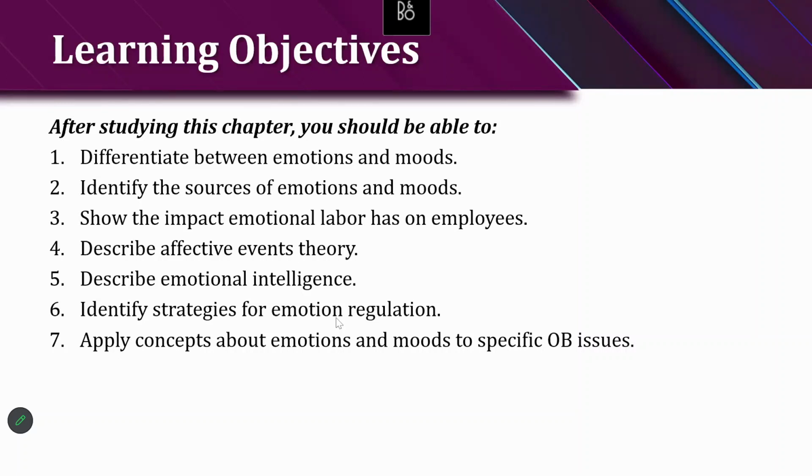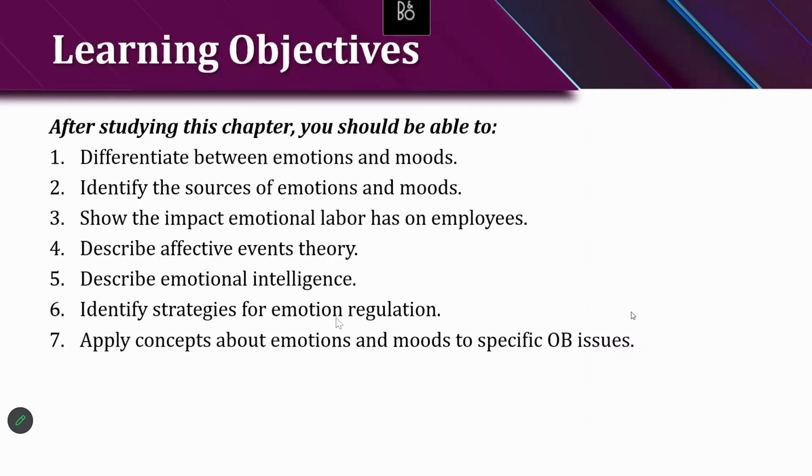The next one, identify the sources of emotions and mood. So why are these emotions and moods differing among different individuals? Again, within the same individual, why are we experiencing different types of emotions and why are we in different types of moods? There are some sources, some factors which cause ourselves, or other people, to be in a certain mood or to experience a certain emotion. We will try to identify those sources and figure it out.